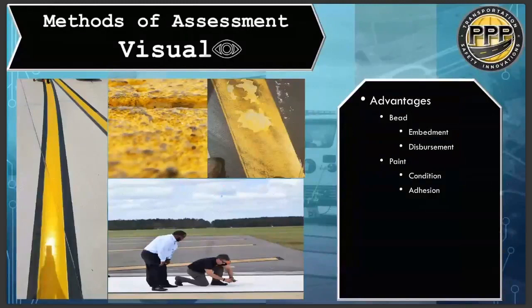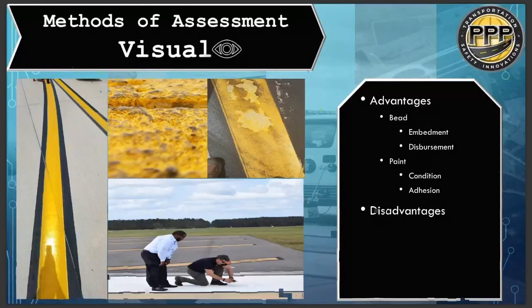Next are the disadvantages. There's no numerical assessment taking place here, so your inspection is extremely subjective, and it's slow when you're trying to get a close view. It can be fast if you're driving down the runway in a car with the headlights on. That's pretty quick. But normally, if you want a really good look and you're looking at embedment, dispersement, condition, and so forth, it's a pretty slow process.